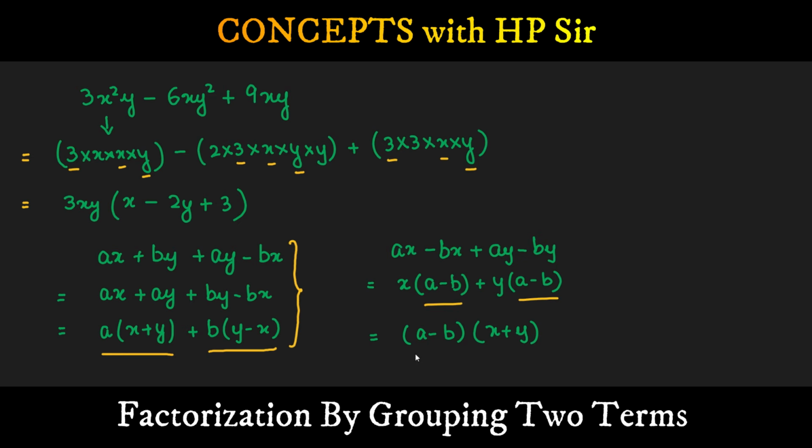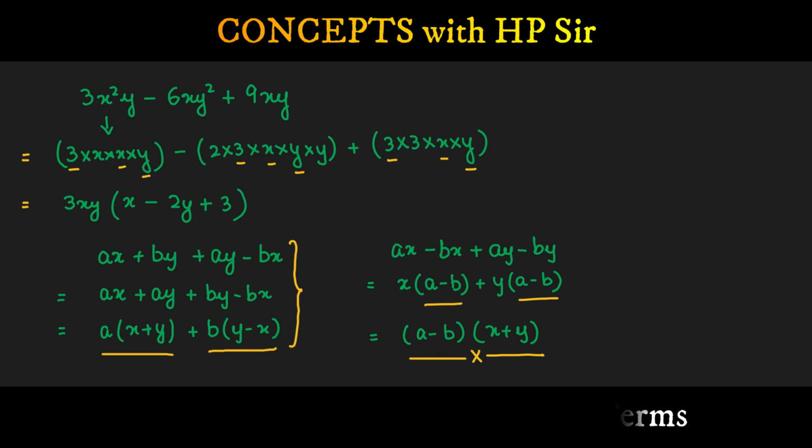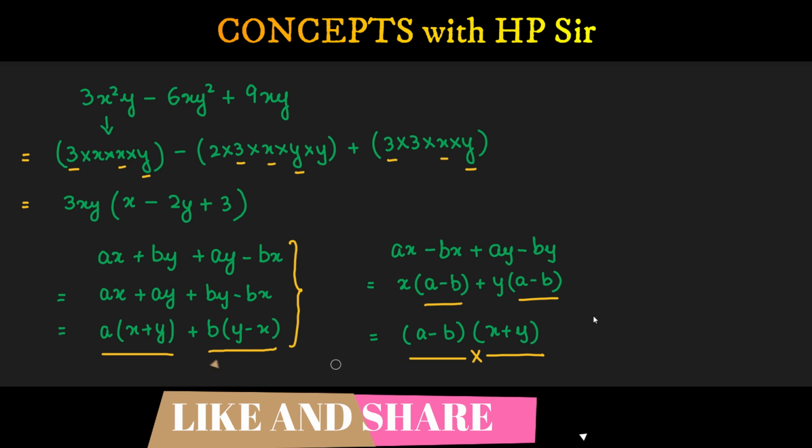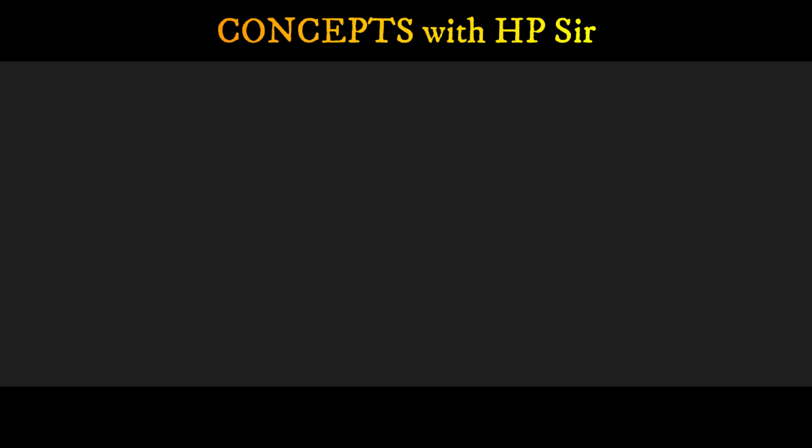Now these two terms, that is a minus b and x plus y, are in product form, and whenever two quantities are in product form, we can say that they are the factors of the given expression. So moving on, let's take another example with an even greater number of terms.